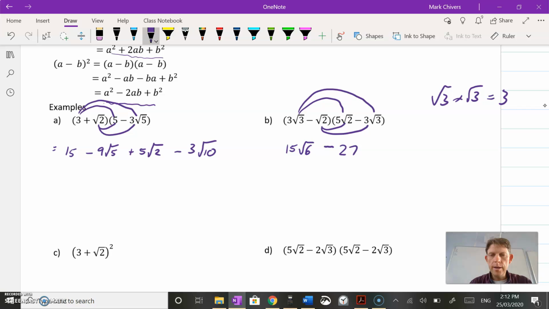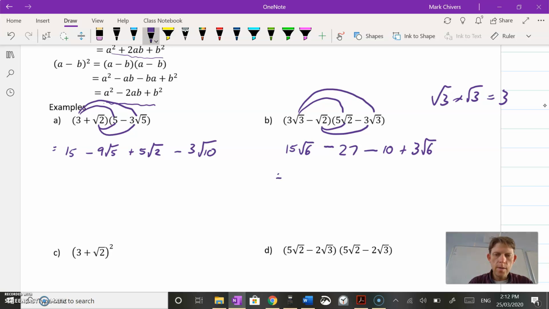Then for our next one, we've got negative root 2 times 5 root 2. So that's going to be negative, well, root 2 times root 2 is 2. 5 times 2 is 10. And then finally, a negative times a negative gives us a positive. So we're going to have negative root 2 times negative 3 root 3. So I'm going to end up with positive 3 root 6.